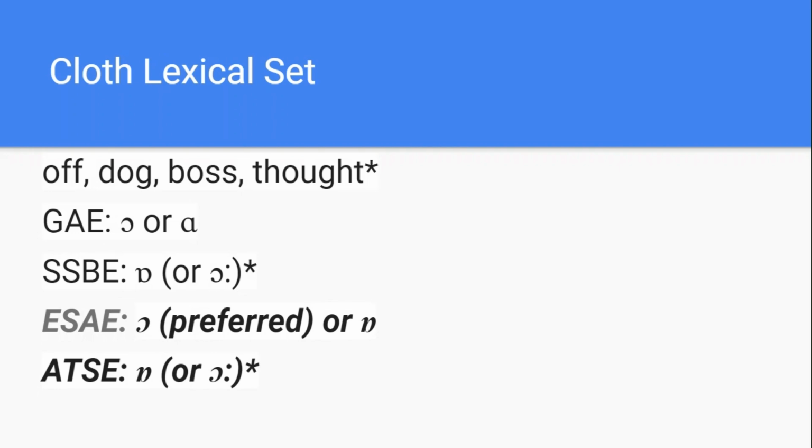Next, we have the cloth lexical set. So in General American English, that's an aw sound, or it can be merged with the lot lexical set and have that ah sound. In Southern Standard British English, you have that short o sound, so it's mostly merged, until you get to the word thought, which goes thought, so it's a different sound. So Eastern Standard American English again prefers the General American English version, so cloth, off, dog, boss. But the short o sound of Southern Standard British English can also be used. And American Theatre Standard again follows the British pattern of the short o sound and the or sound for the thought lexical set.